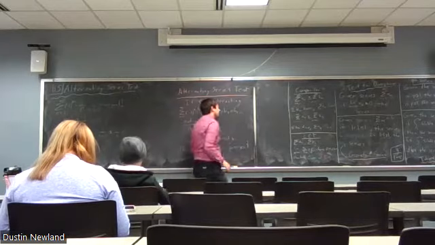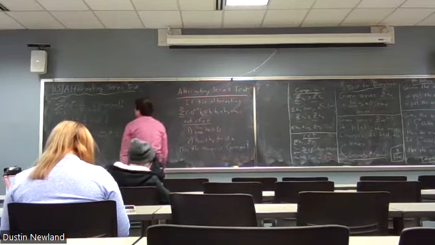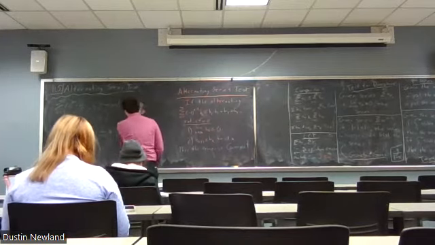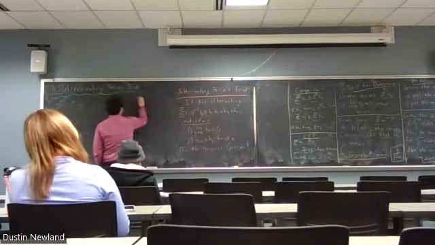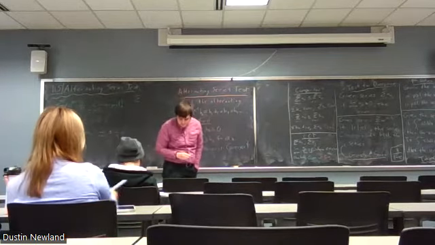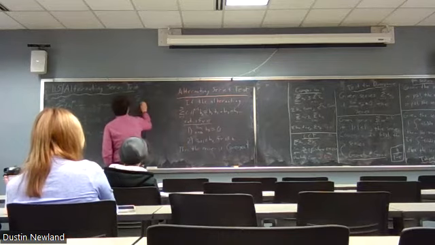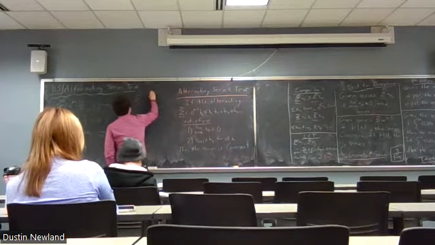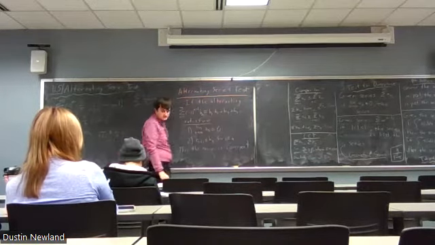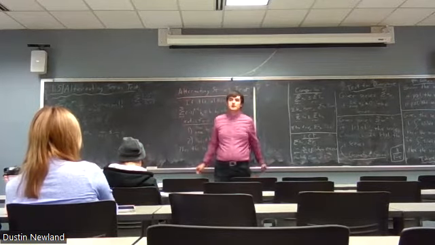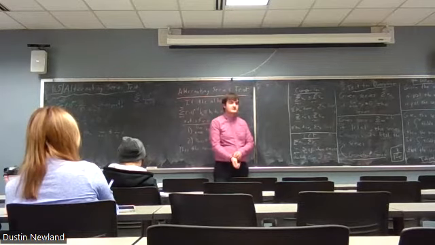So let's do the first one here. We're going to look at the sum from n equals 0 to infinity of (-1) to the n plus 1 over the square root of n. So I want to determine if this converges or diverges. Okay. Question: is this an alternating series?